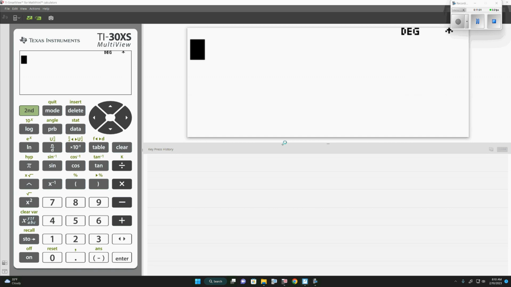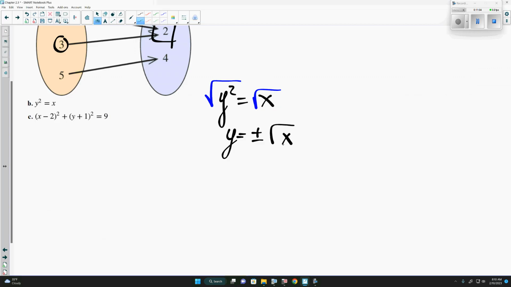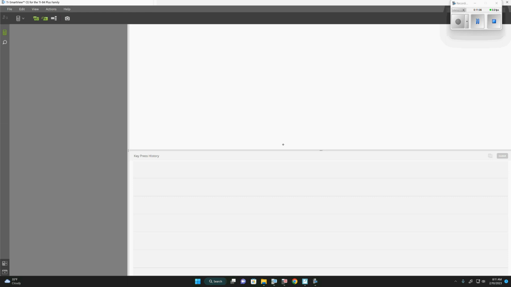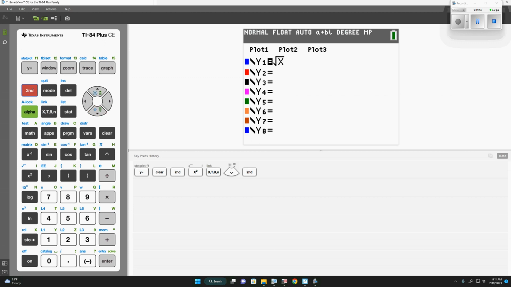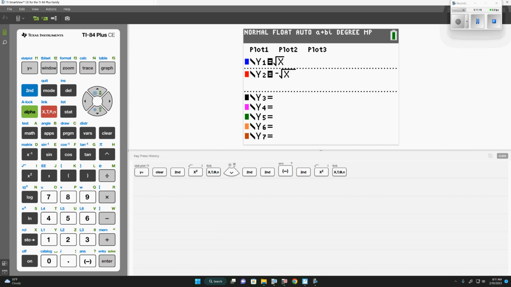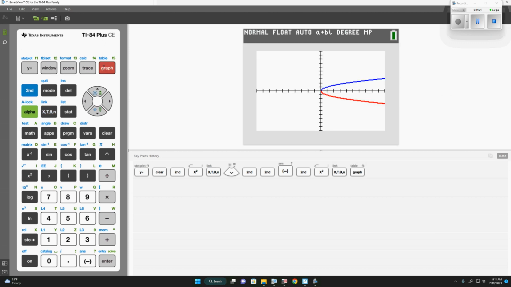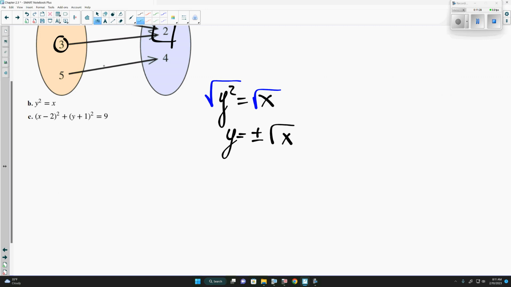And I could graph it. Let's see how long it takes to pull this up. So y equals square root x. Well, we also have to take negative square root x, graph. That's definitely not a function. And if you have to put it in two separate spots in the graphing calculator, most likely it's not going to be a function. So this here is no.